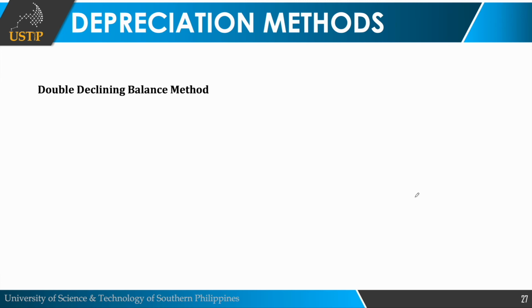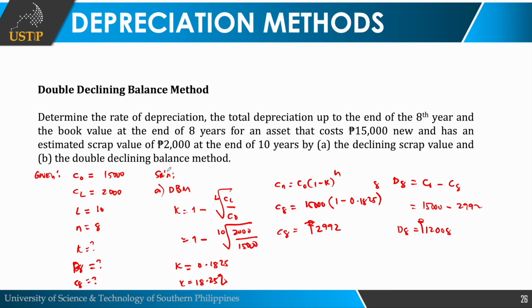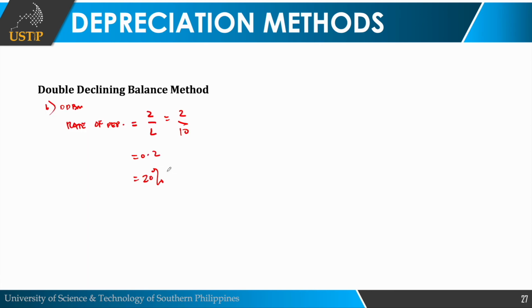Okay, next. For the double declining balance method, our rate of depreciation is not K anymore. It is replaced by 2 over L. Our L is 10, so that is 0.2 or 20%. So it is bigger than the declining balance rate, which is only 18%.